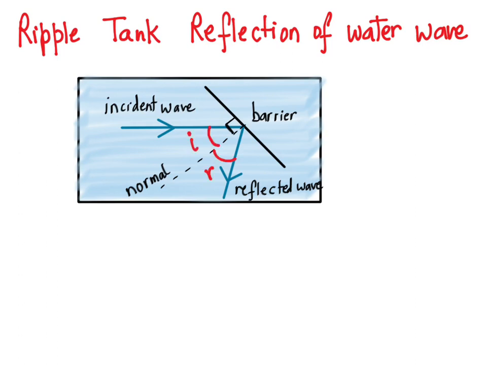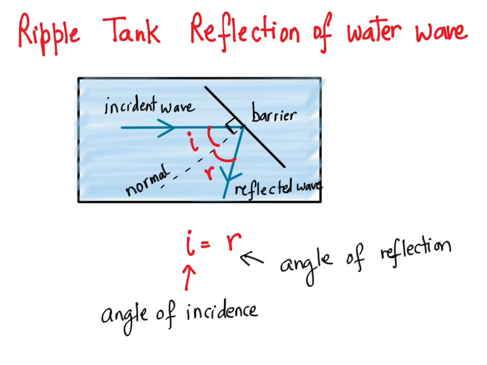Now we can also label the angles as I and R. According to the law of reflection, I is always equal to R, where I is the angle of incidence and R is the angle of reflection.